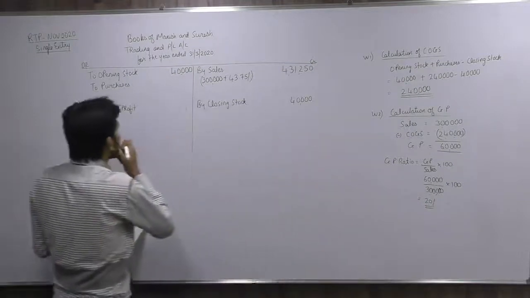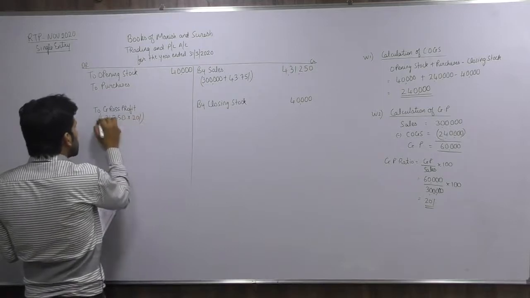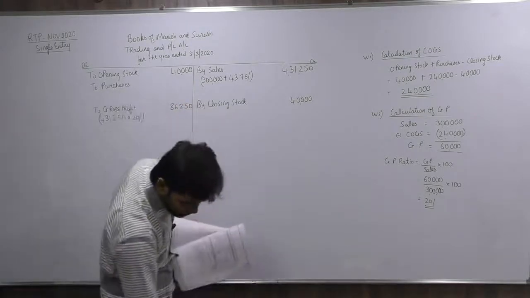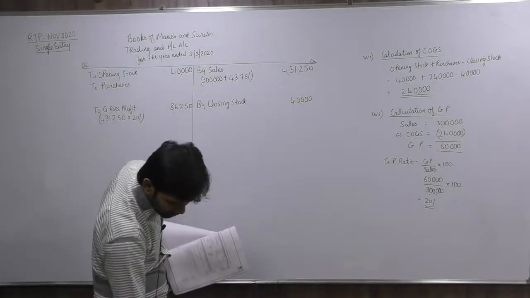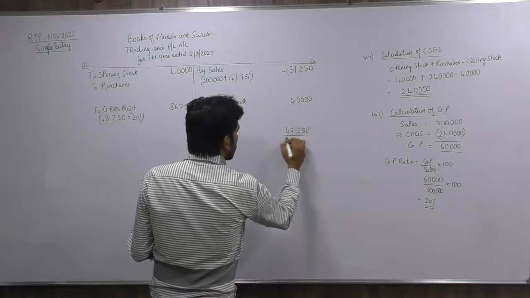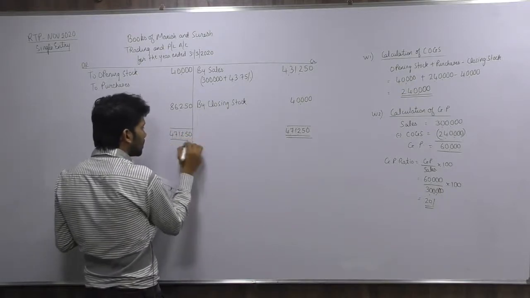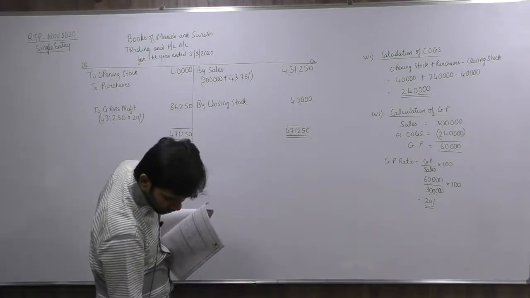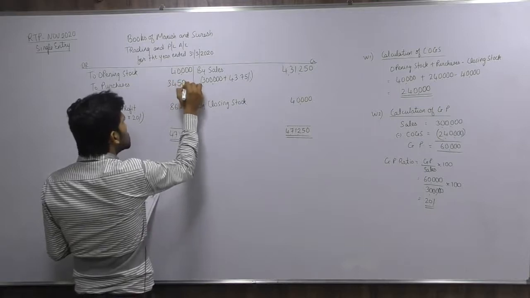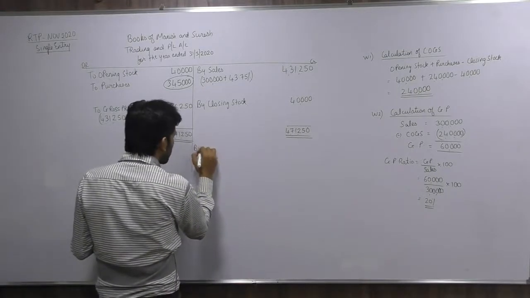A 20% GP came. So on this year's sales at 20%, you get 86,250. Yes or no? The GP ratio is said to be constant, so can we find out the GP of the current year? Yes, we can find it on the current year sales. 431,250 into 20% comes to 86,250, and hence we can find out the purchases now. This is 431,250 plus 40,000, which comes to 4,71,250. Minus 40,000 and minus 86,250. 3,45,000 will be the purchases. Superb.